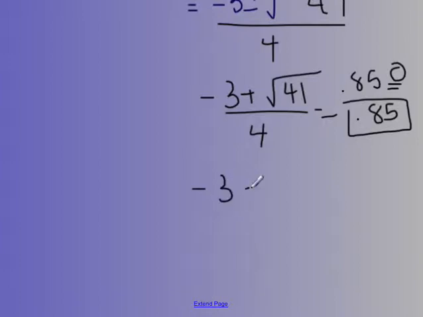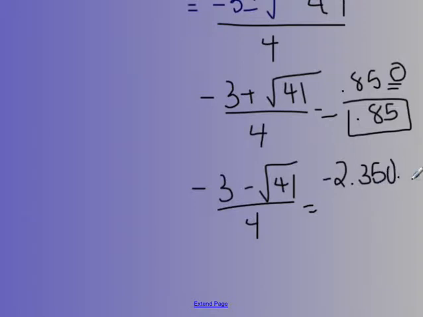So now we're going to do the minus version. Again, -3 minus the square root of 41, hit enter, and divide it by 4. And that gives you -2.350, going on and on and on. Take a look at that third number. It's below 5. So when we round, we're going to keep that second number the same. So those are the two answers.